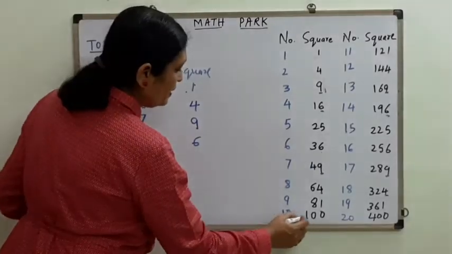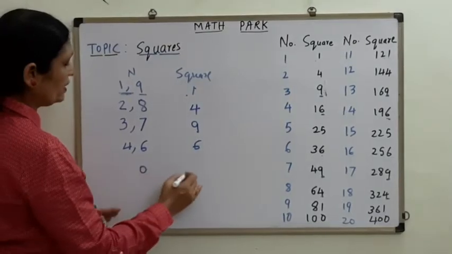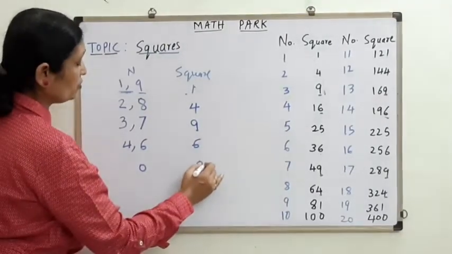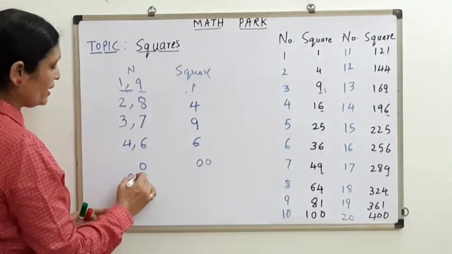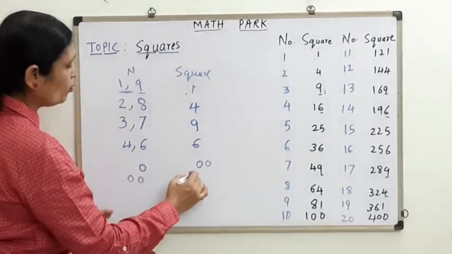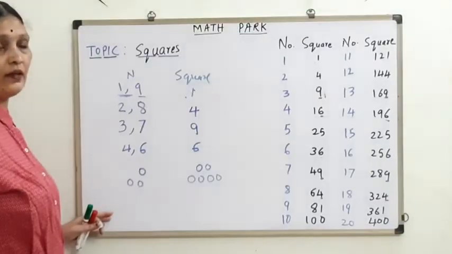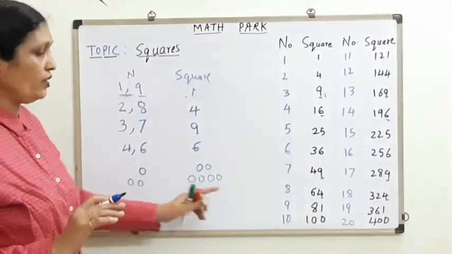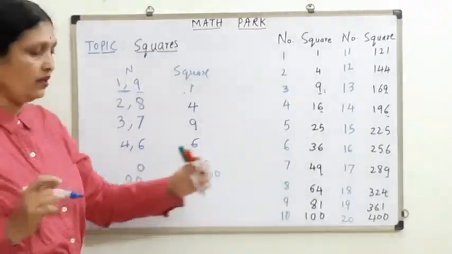Now look at what? When the number is ending with 0, the square will end with 0. Square will have 2 zeros rather. And if there are 2 zeros at the end of the number, there will be 4 zeros at the end of the square. So the perfect squares will always have an even number of zeros.